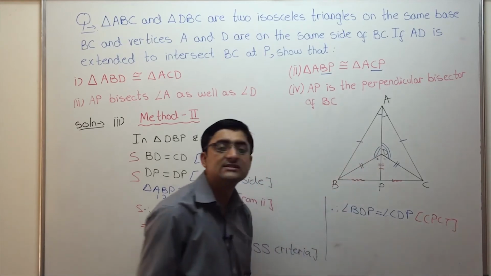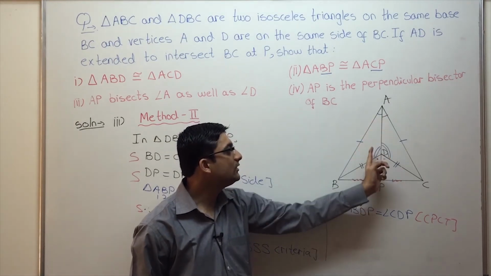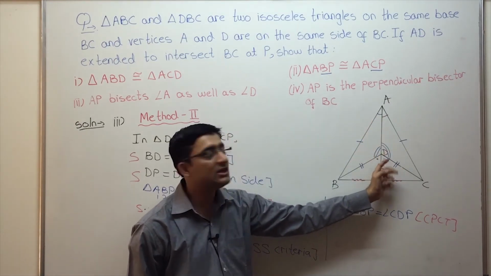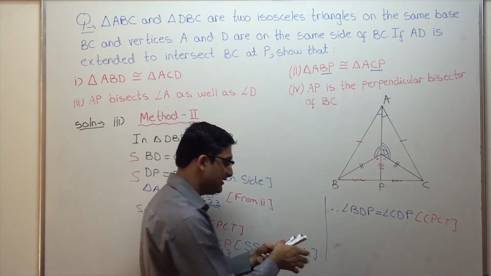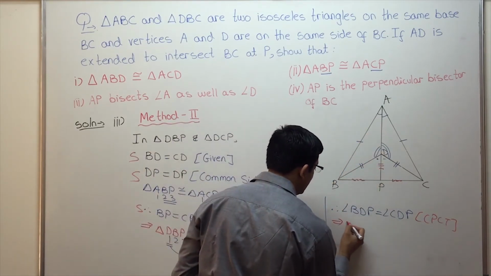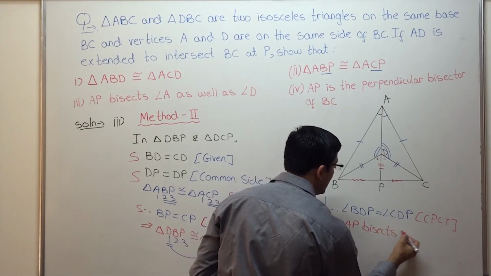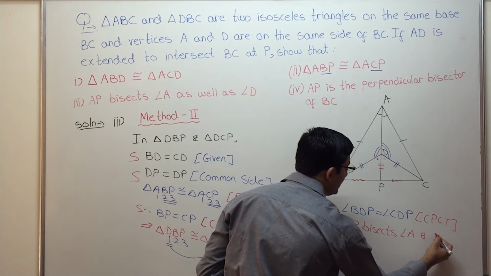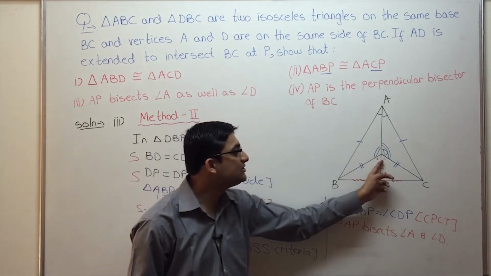Right? So this is another way by which you can show these two angles to be equal. So these two angles are equal, these two angles are equal, these two angles are equal. This implies AP is the angle bisector of angle A and angle D. So this implies AP bisects angle A and angle T, right? So this is another way by which you can prove these two angles to be equal.